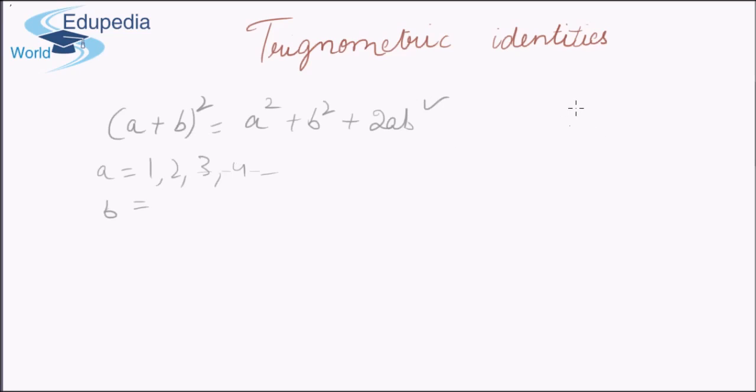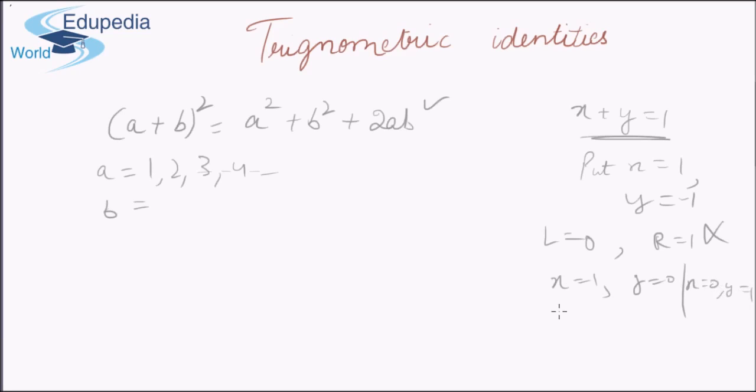On the other hand, say x plus y equals 1. This equation is not always true. Now, say put x equal to 1 and y equal to minus 1. Then left hand side becomes 0 and right hand side will become 1. So this equation will fail. If you put x equal to 1 and y equal to 0, or x equal to 0 and y equal to 1, we will have LHS as 1 in both the cases. And RHS is always 1. So this particular equation is not always true. Hence it is not an identity.